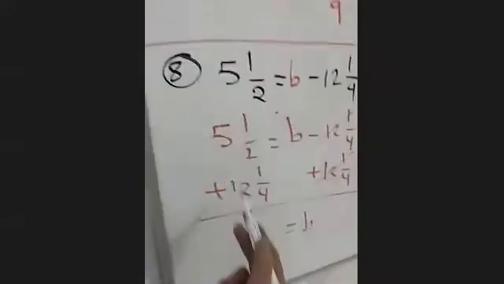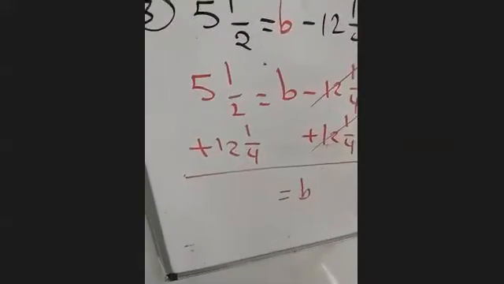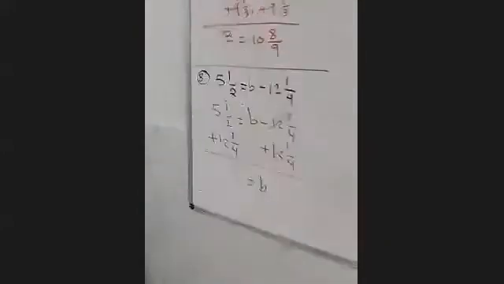Do you have a problem in adding mixed numbers? No. So the answer will be 17 and 3 over 4.